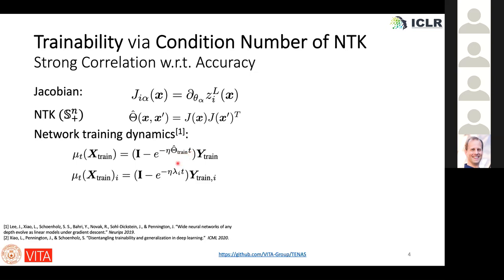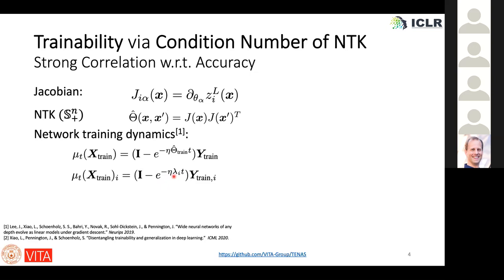And if we use the eigendecomposition in this equation, we get the second one. This tells us that for each component of the training dataset, the training speed or training process is governed by a specific eigenvalue of the NTK matrix. So from the second equation, we can see that a larger eigenvalue of the NTK matrix indicates that on that specific component of the training set, the network will change faster during the training iterations. And if we have a very small eigenvalue for some components, basically the output of the network almost does not change through the training epochs.